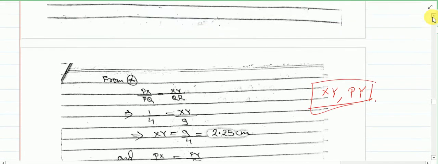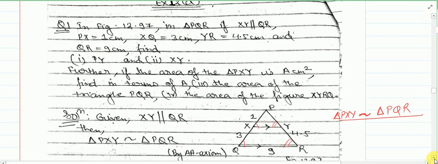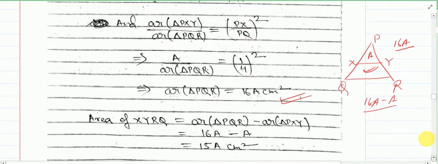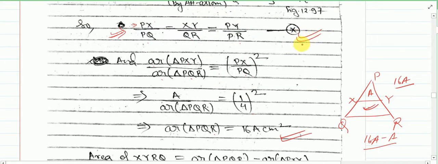Now we are looking for XY and PY. So from this star, one second. From this star, PX upon PQ is equal to XY upon QR is equal to PY upon PR.